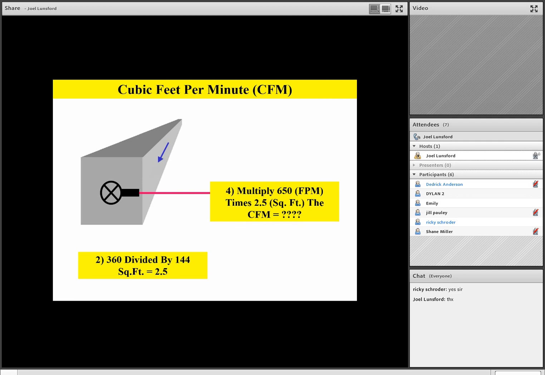So if someone has done that for me, let's go ahead, we'll make this a little bit interactive right now. So 650 feet per minute times 2.5 square foot cross section on the duct opening. How many CFM are we moving through that duct system at this time? Anybody?